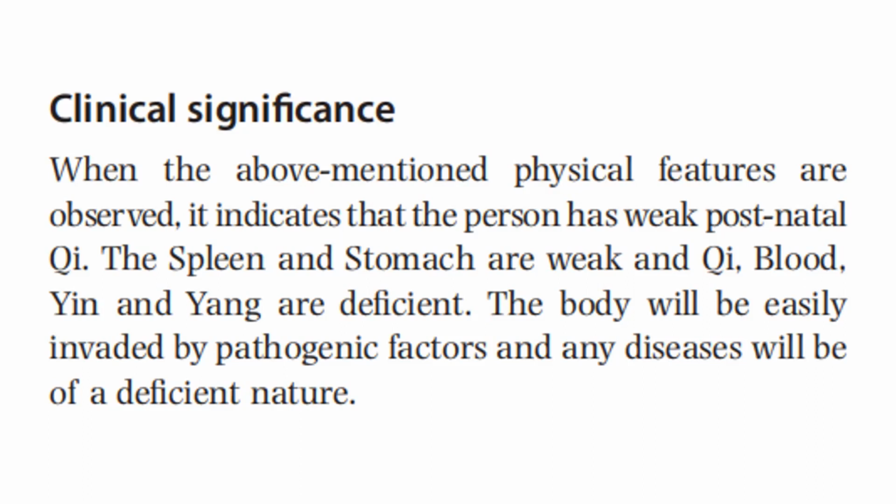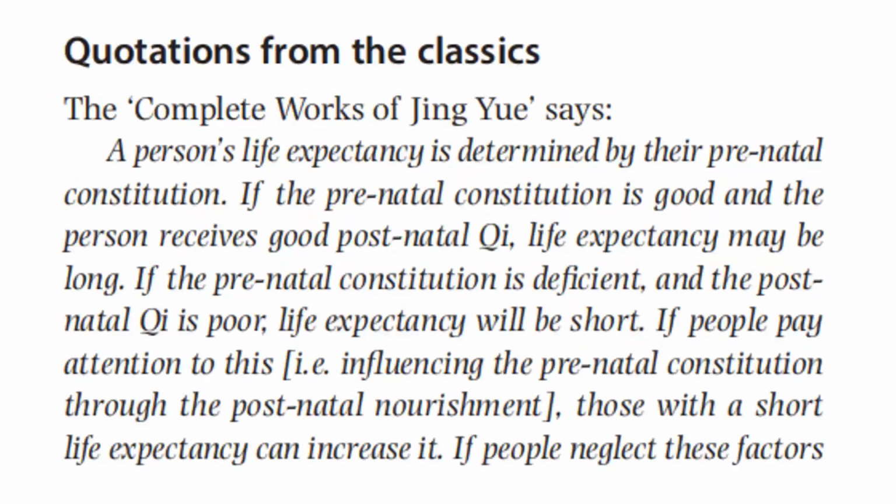Quotations from the classics. The Complete Works of Jing says, a person's life expectancy is determined by their prenatal constitution. If the prenatal constitution is good and the person receives good postnatal qi, life expectancy may be long. If the prenatal constitution is deficient and the postnatal qi is poor, life expectancy will be short. If people pay attention to this, that is, influencing the prenatal constitution through the postnatal nourishment, those with a short life expectancy can increase it.